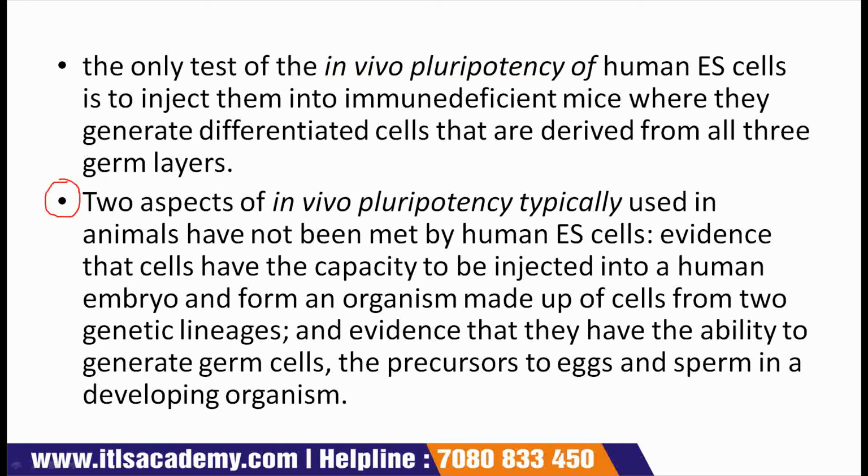Next point is two aspects of in vivo pluripotency. In vivo means inside the body. So two aspects of in vivo pluripotency typically used in animals have not been met by human embryonic stem cells.